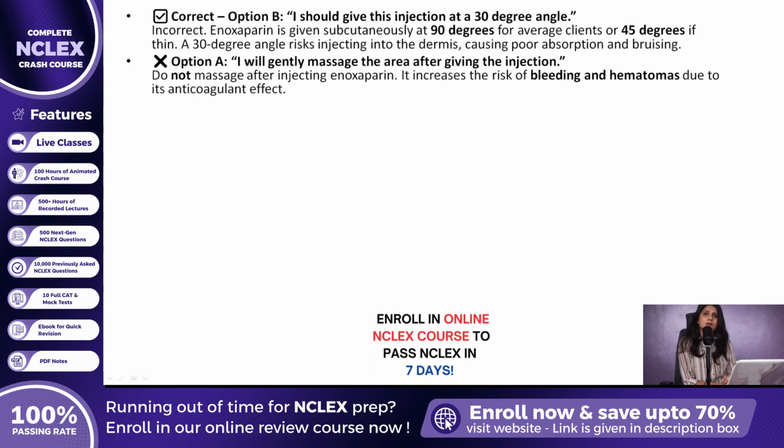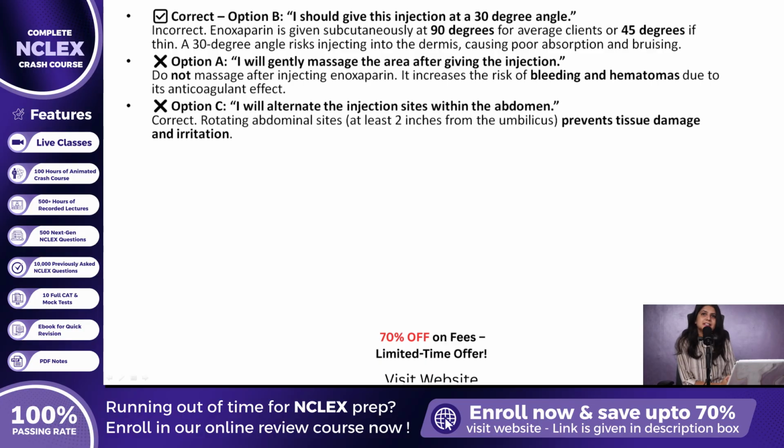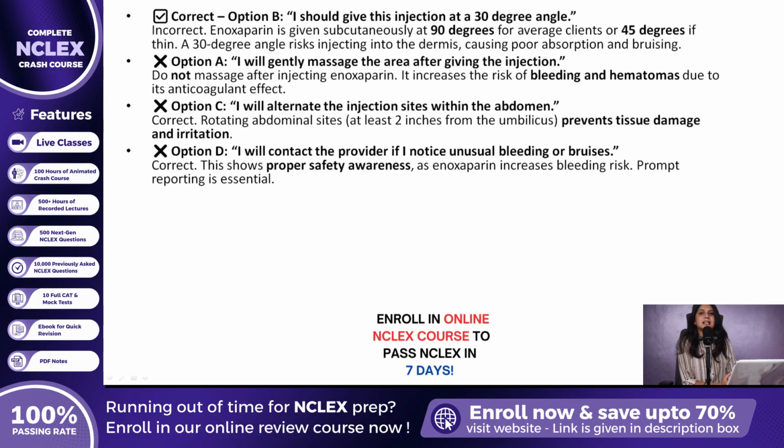While option A is also incorrect, because massaging the injection site after giving enoxaparin can cause tissue trauma and bleeding, it is less critical than using the wrong injection angle. Option C is a correct statement because rotating abdominal injection sites reduces the risk of tissue damage and irritation. Similarly, option D reflects appropriate safety awareness, since monitoring for signs of bleeding or bruising is essential with any anticoagulant therapy.